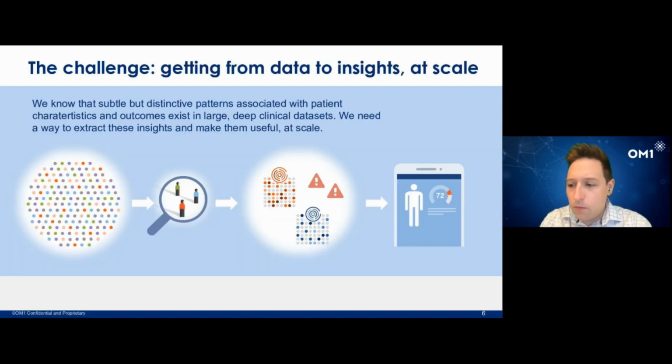So to dive in, I am guessing most folks in the audience are all too familiar with this sort of paradoxical challenge of real-world data and real-world evidence that most of us have probably pulled some hair out about over the years. And it's this idea that we know that there exist insights hidden within large data sets that can tell us something meaningful about patients with particular characteristics, but we don't know how to get those insights out of data sets at scale.